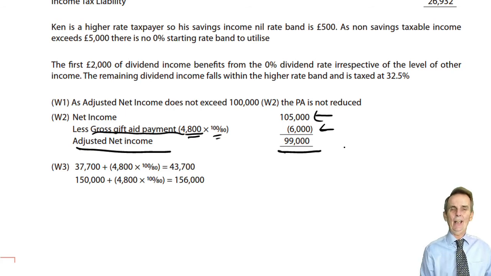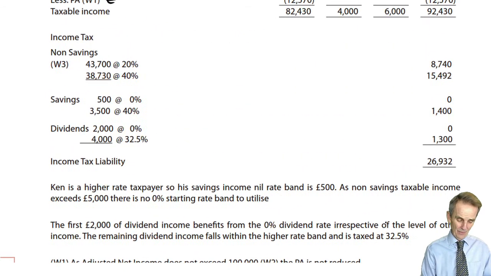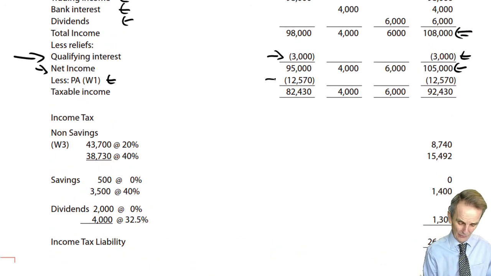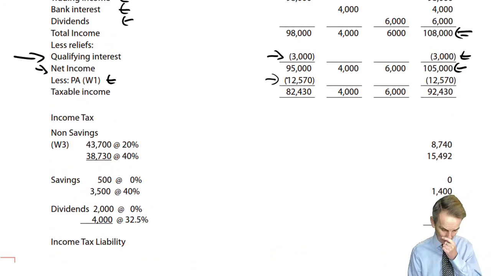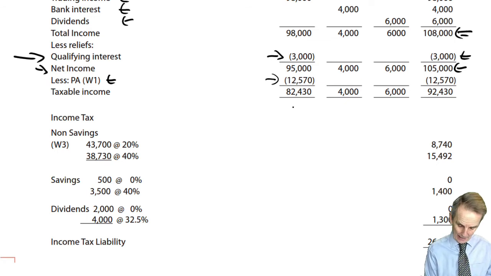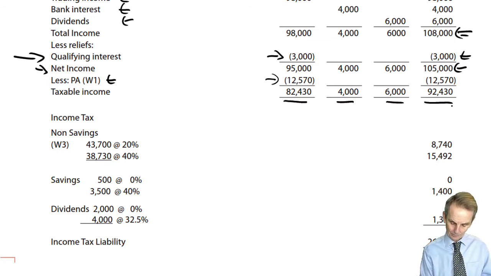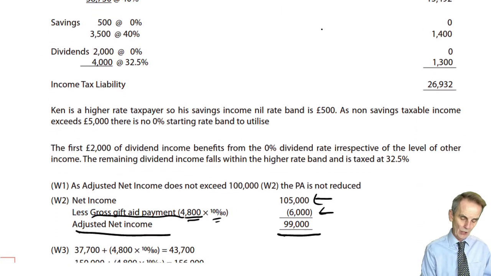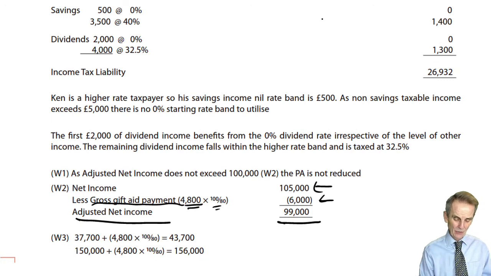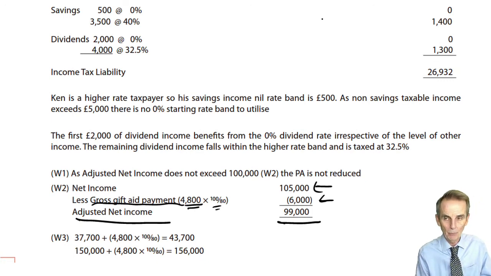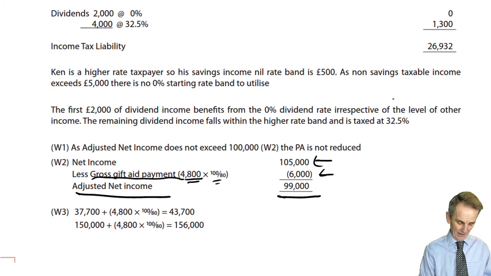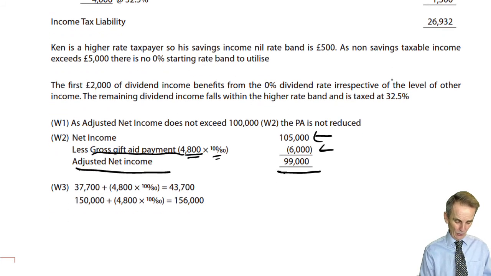So we just squeeze in there under the income limit. So yes, we will benefit from the full personal allowance of 12,570. Take it away, get your taxable income for each of your categories of income, in total 92,430. But before we start to tax, given that we know the level of taxable income puts us into the higher rate band, we have to establish, of course, what the extended basic rate band limit is.